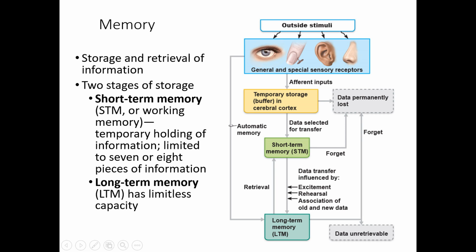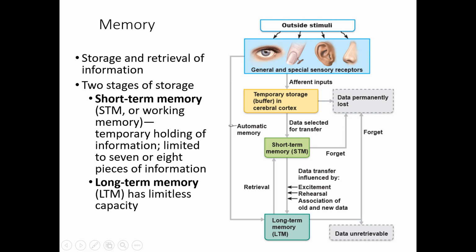We see things, we touch things, we feel the touch, we hear different sounds, we can smell and taste. All that information that we receive from our sensory receptors goes to cerebral cortex for temporary storage, literally seconds, and most of it is permanently lost. Some data goes into our short-term memory, or it's also called working memory. It holds information for a short while, and it's limited to 7 or 8 pieces of information.